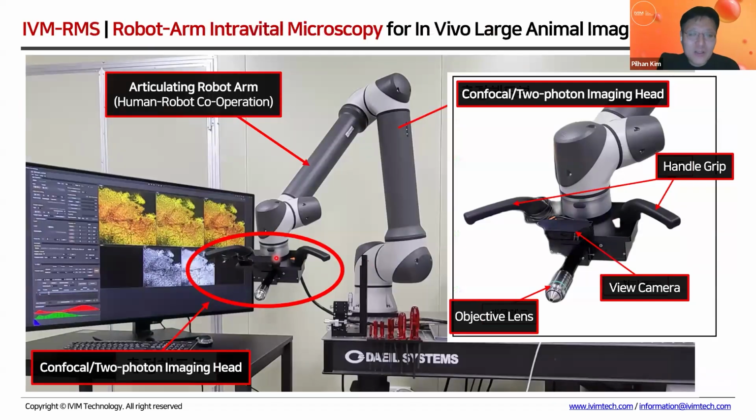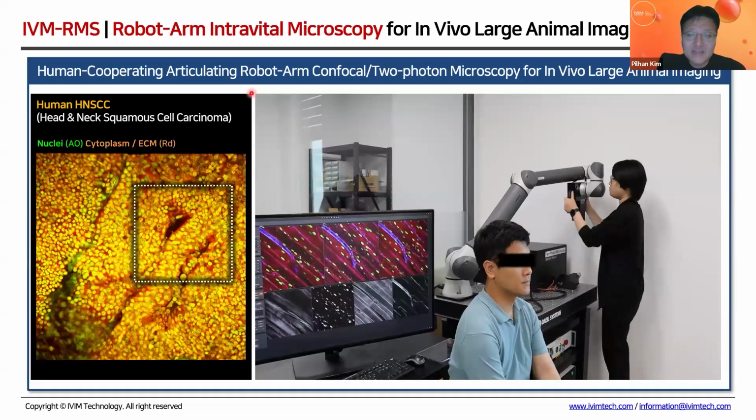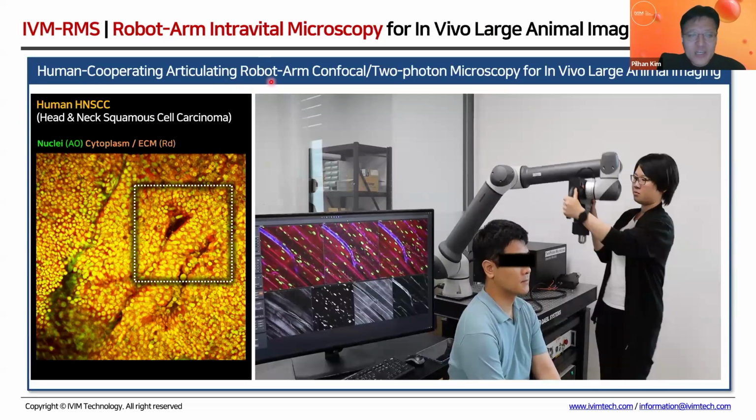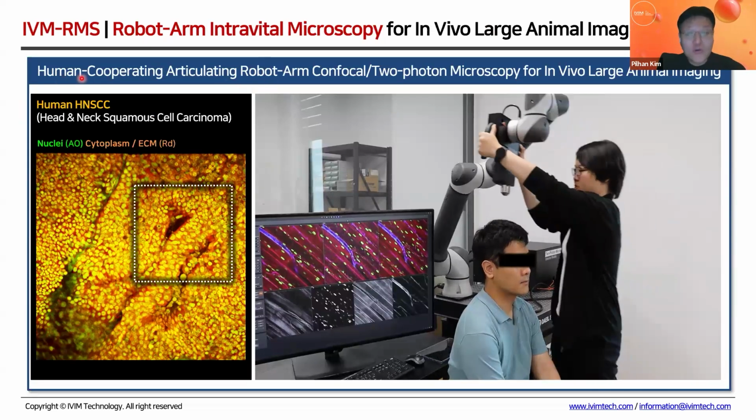And then we also have another version, which we call the RMS model. We miniaturized our microscope like this one and attached it to an articulating robot arm. This is how it looks. This robotic arm has a function of human cooperation.